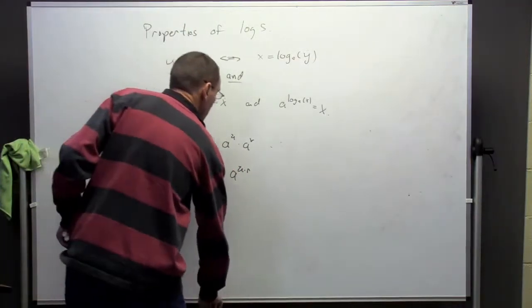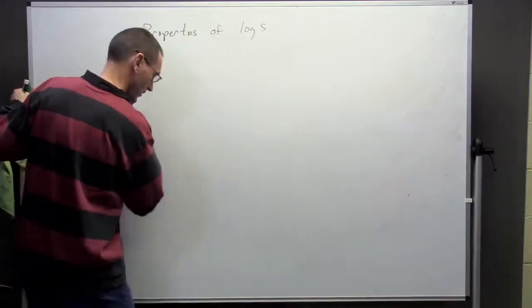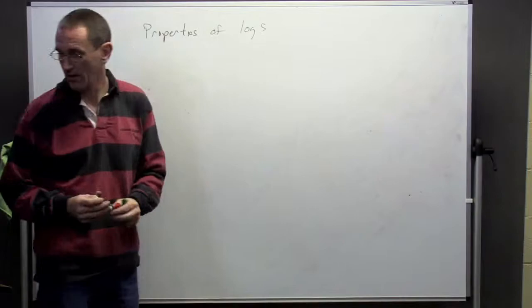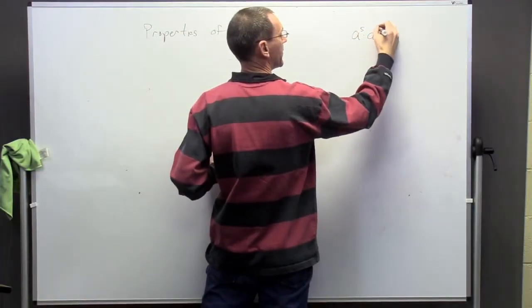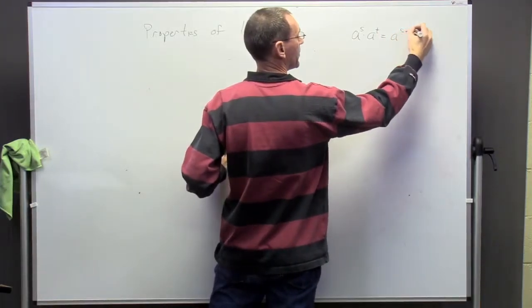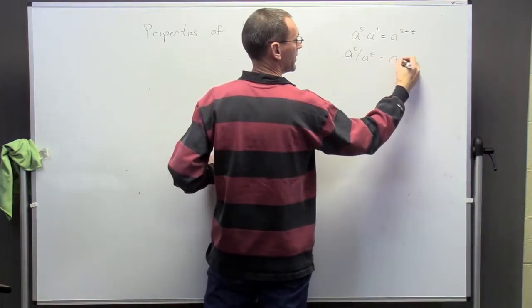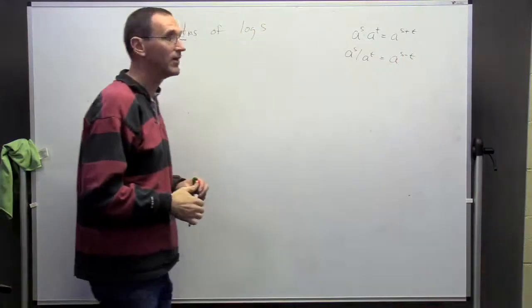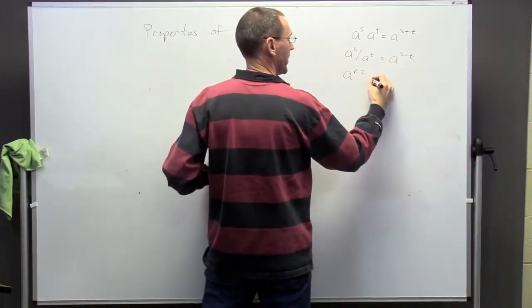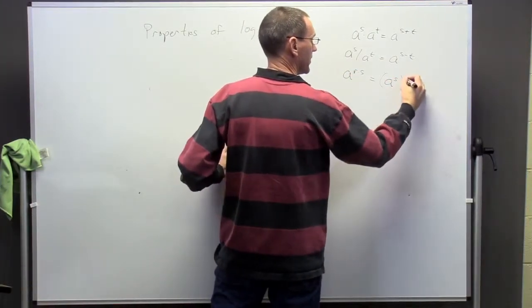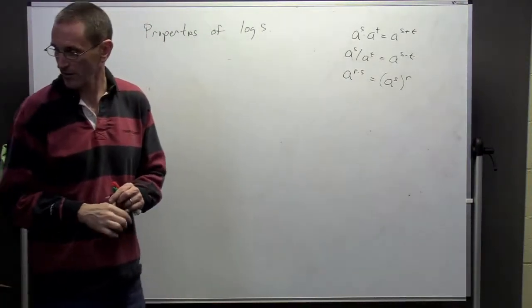Let me put these off to the side, so keep them in mind. I'm going to write it a slightly different way. So a to the s times a to the t is a to the s plus t. A to the s divided by a to the t is a to the s minus t. That's another property we've had. And a to the r times s is a to the s, all raised to the r. So we're going to keep those in mind and work with them later.